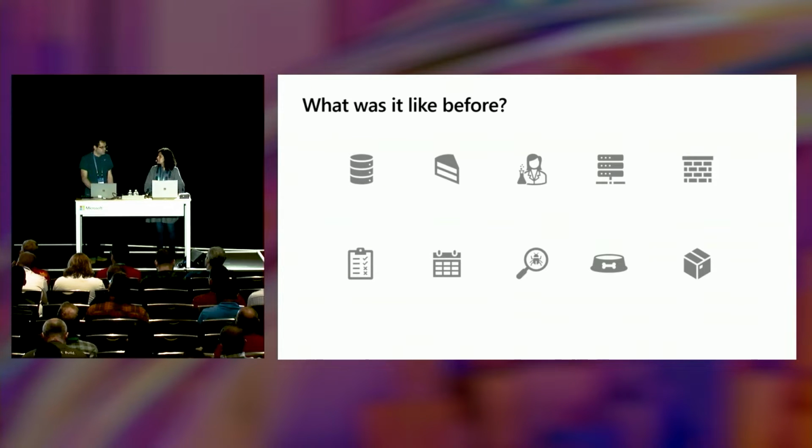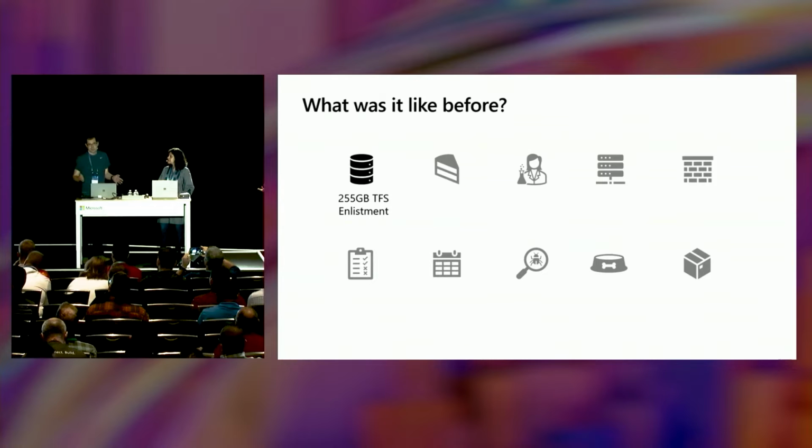Next. So before we jump into what the new engineering system looks like, let's learn from Mark what the challenges were in the previous on-prem engineering system. Sure, so let's talk about what it used to be like. The first thing you have to do is get source code onto your machine, obviously. But we had a TFS repo, which, by the time you downloaded the files onto your machine, was about 255 gigabytes.